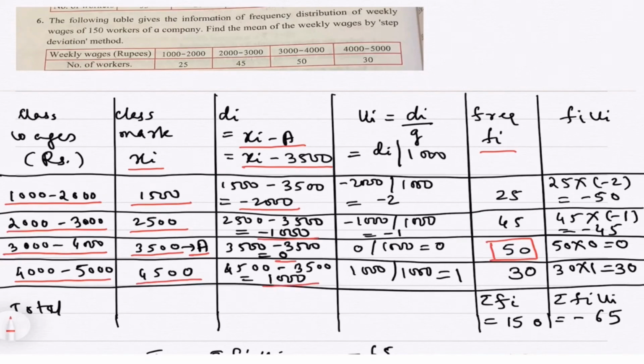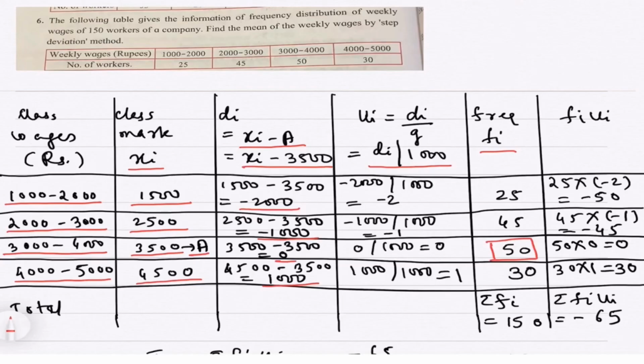Fourth column is for ui. Formula is di by g. Again, to revise, g is the GCD of all di values, all deviations. Deviations are minus 2000, minus 1000, 0 and 1000. All the numbers come in the table of 1000. So greatest common divisor is 1000. Hence the value of g is 1000. So ui is di by g, which equals di by 1000.